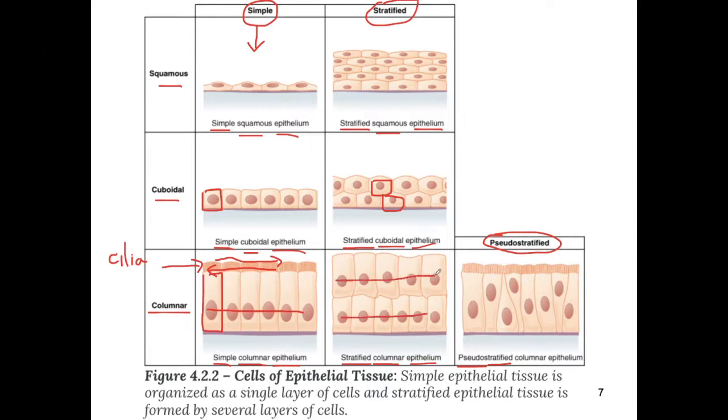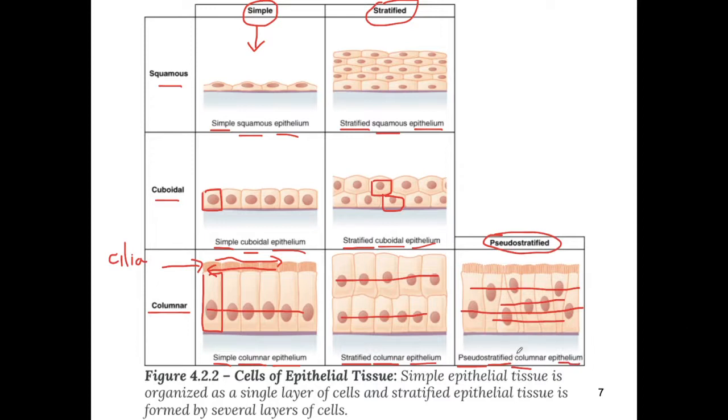So when they're nice and aligned, we could see two layers or one layer. But here, the nuclei are scattered at a few different levels, so it gives the appearance that perhaps this is more than one cell layer because the nuclei are scattered at many different levels within the columnar, but it's still one cell layer thick, so we call it pseudostratified columnar epithelium.